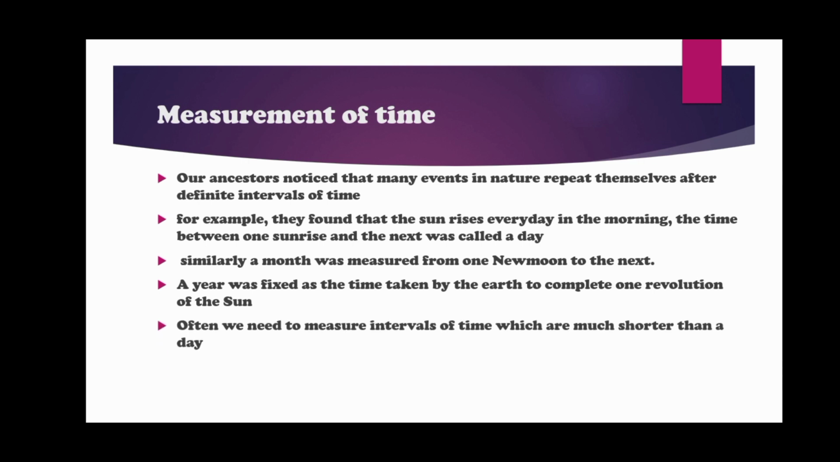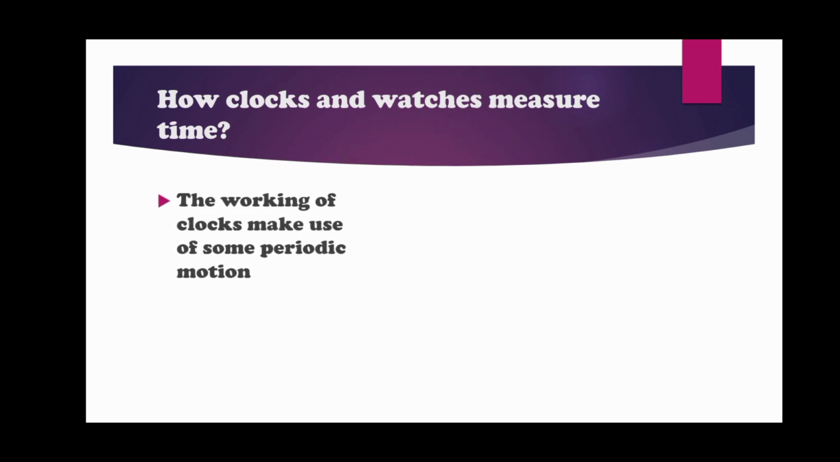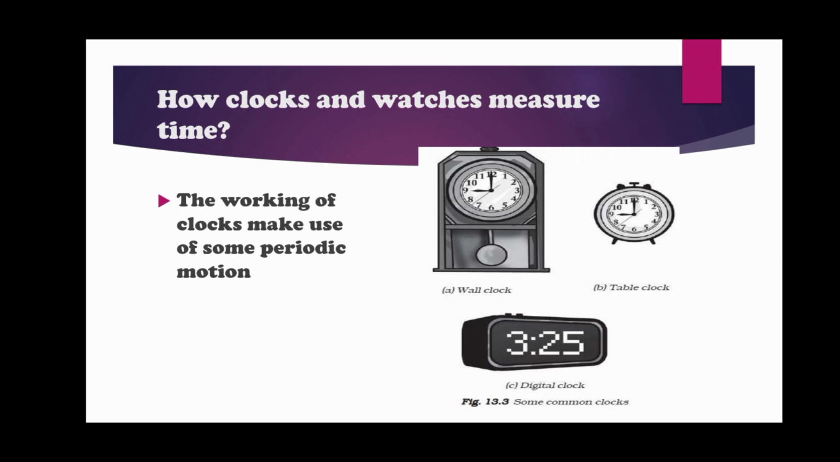Often we need to measure intervals of time which are much shorter than a day. Clocks and watches are perhaps the most common time measuring devices. How do clocks and watches measure time? The working of clocks makes use of some periodic motion. Here you can see some common clocks: a wall clock, a table clock, and a digital clock.